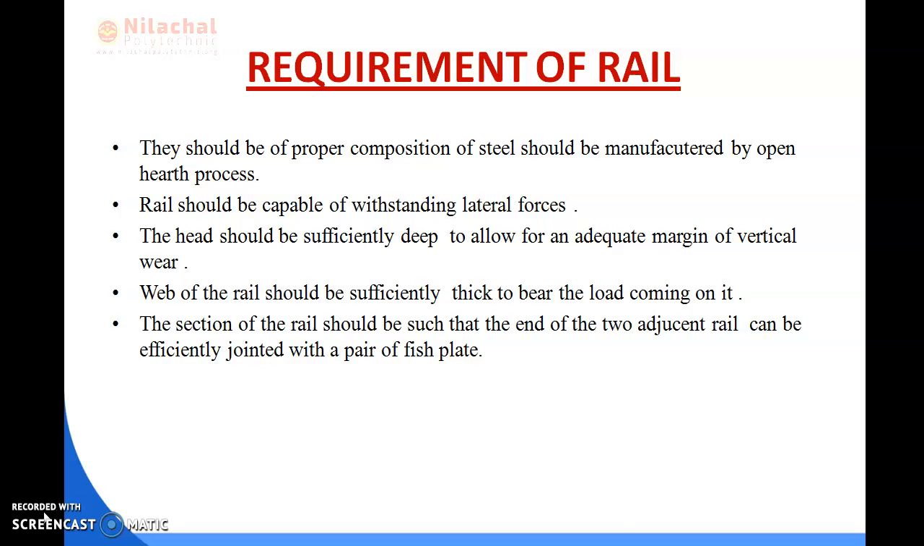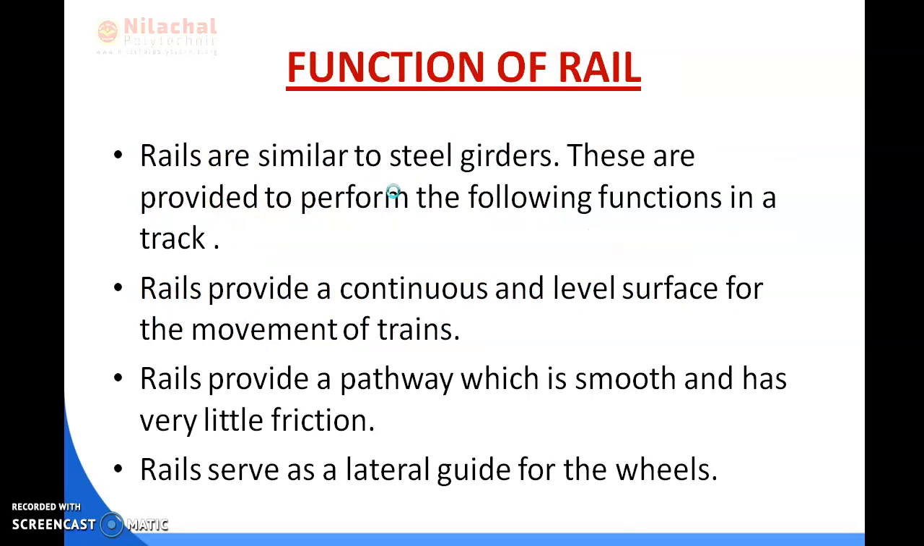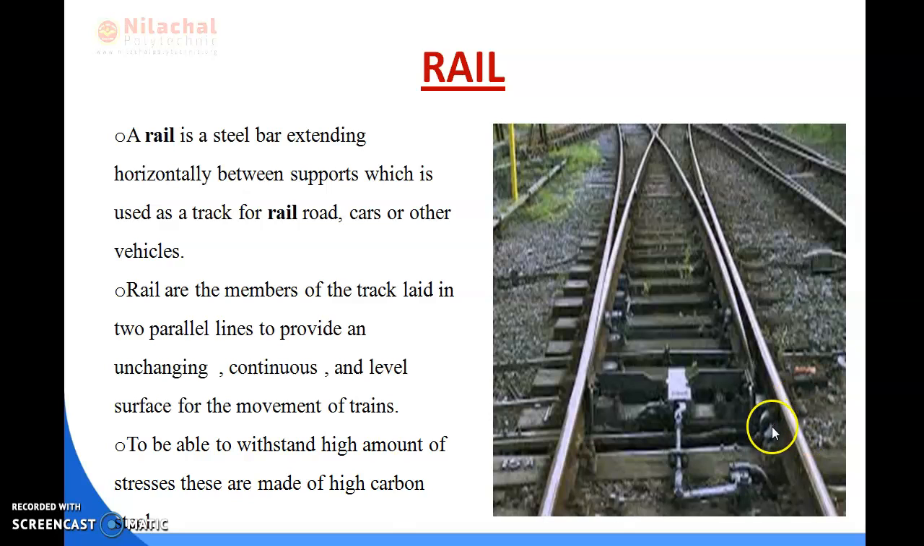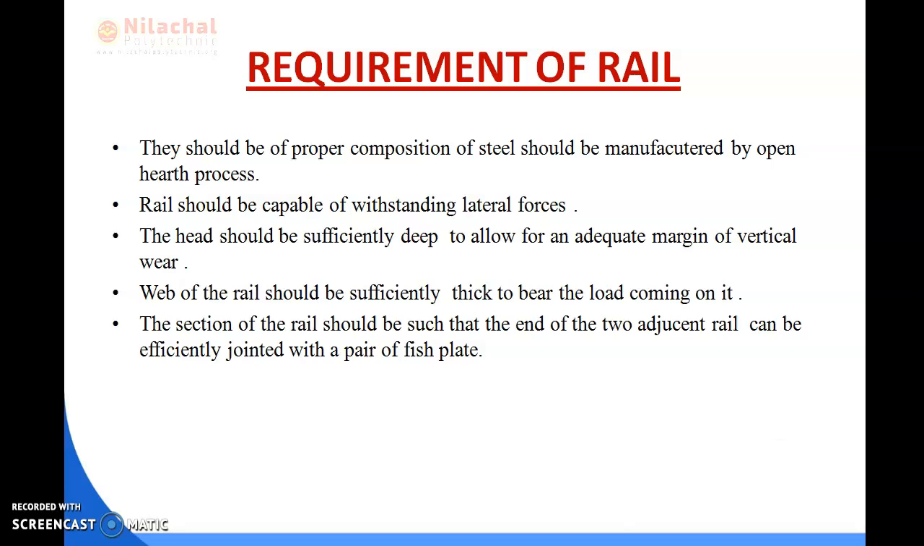applied by the stresses arising from the train, and the rail's head should be sufficiently deep to allow an adequate margin for vertical wear. And what is the web? Web means your rail's vertical portion, which is shown in the figure. See here, this is the vertical portion. This vertical portion should be sufficiently thick to bear the load coming on it. If it is not capable of bearing it, then it will break down or be damaged.